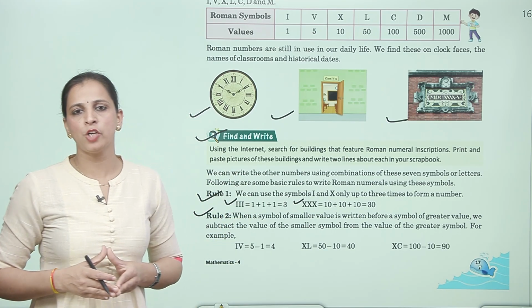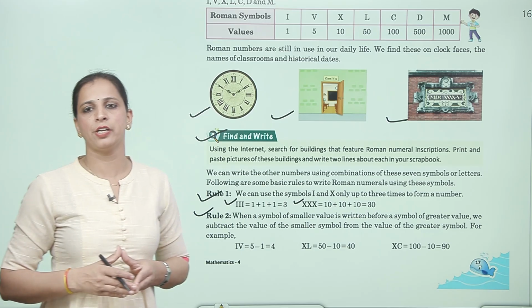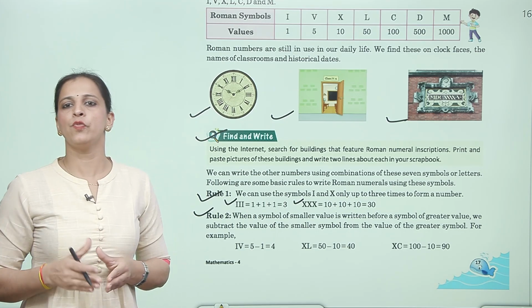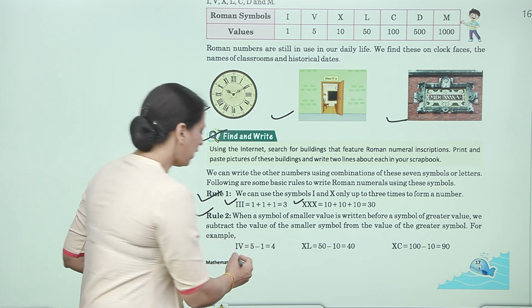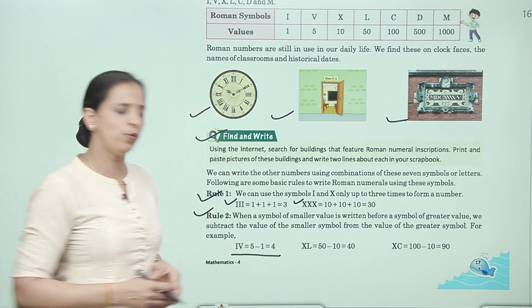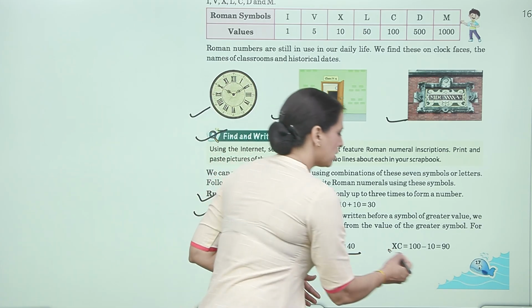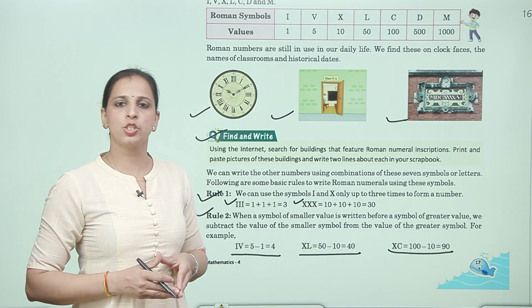When a symbol of smaller value is written before a symbol of greater value, we subtract the value of the smaller symbol from the value of the greater symbol. For example, IV is 5 minus 1 is equal to 4, XL is 50 minus 10 is 40, XC is 100 minus 10 is equal to 90.